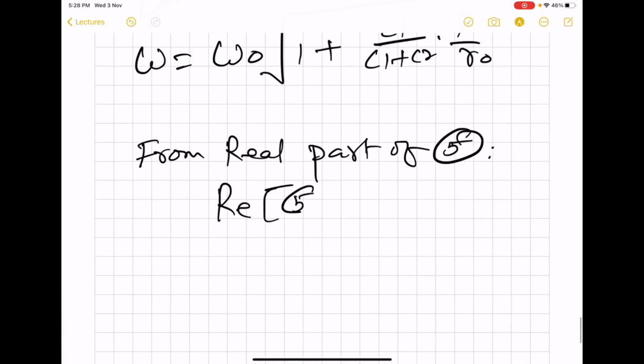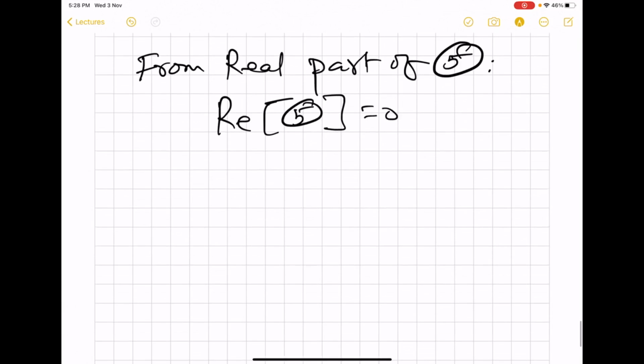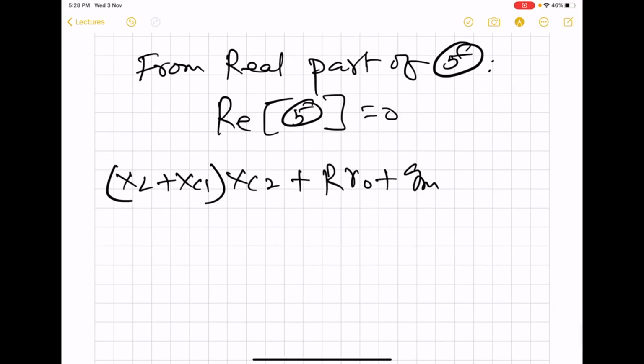The real part of equation 5 is equal to 0. This implies XL plus XC1 into XC2 plus R naught plus GM R naught XC1 is equal to 0, and XC2 is equal to 0.